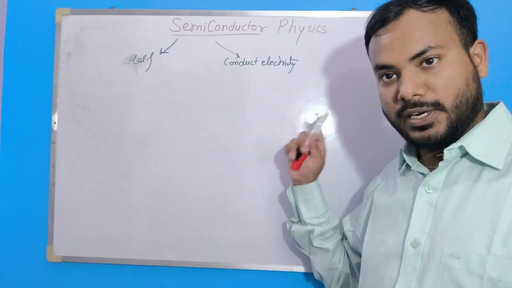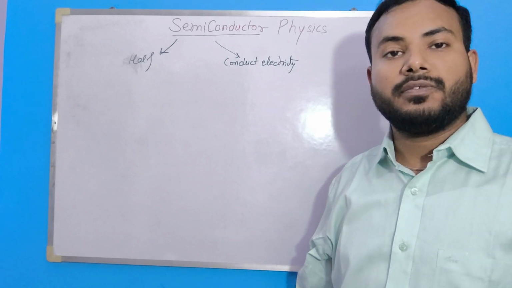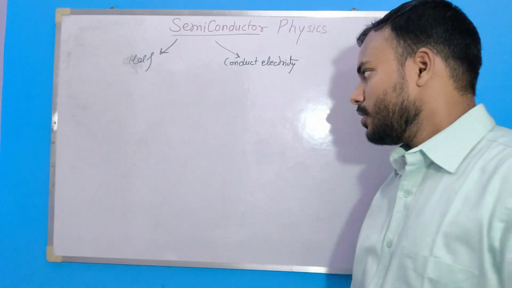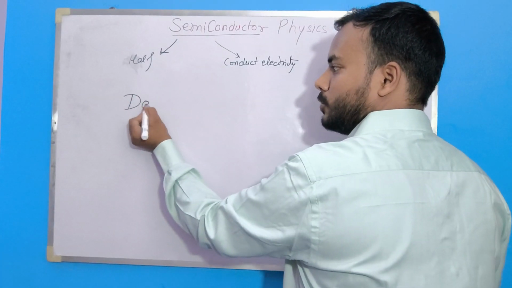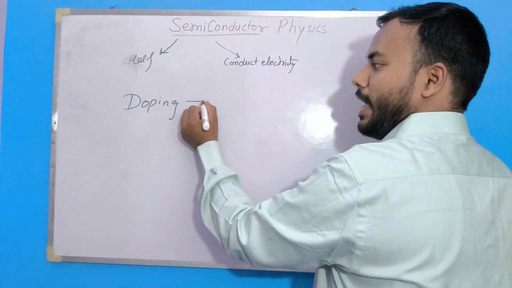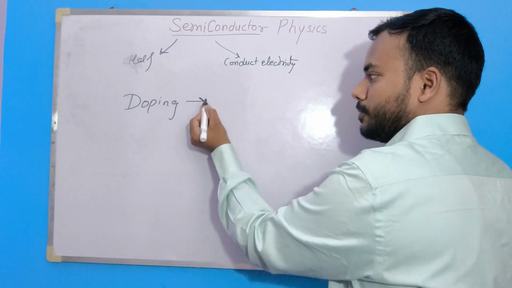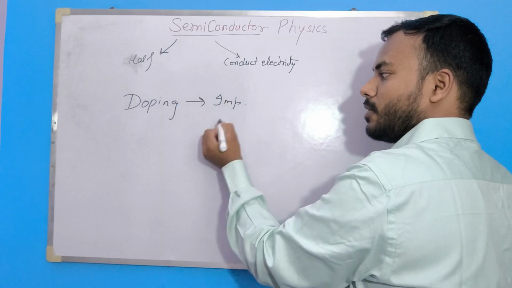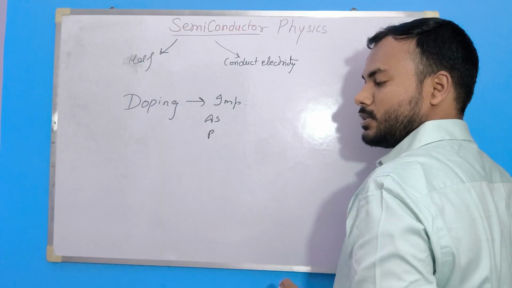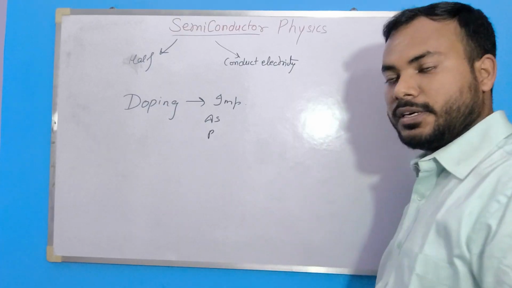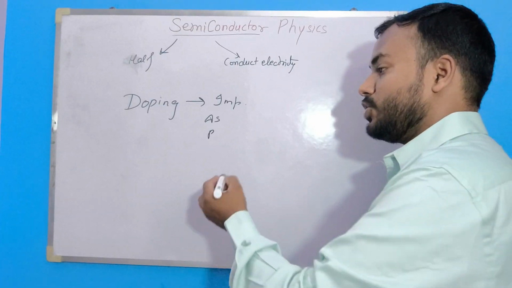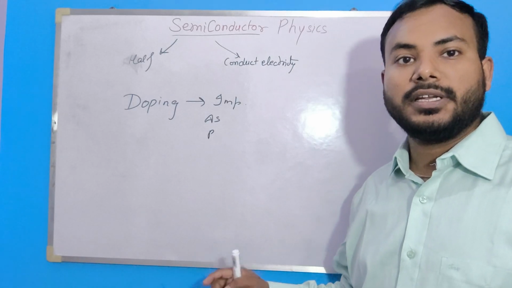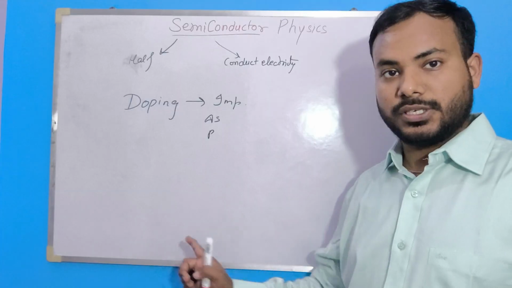This will conduct half electricity, and this is only possible when we apply doping. And what is doping? Doping means adding impurity to the main semiconductor. Impurities are like arsenic, phosphorus, and there are so many different kinds of trivalent and pentavalent impurities. If we add them to a semiconductor, then it will start conducting electricity.